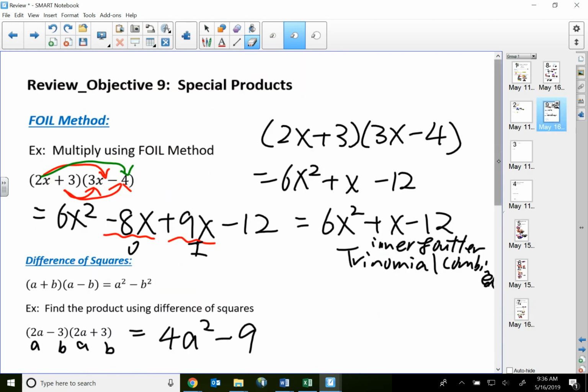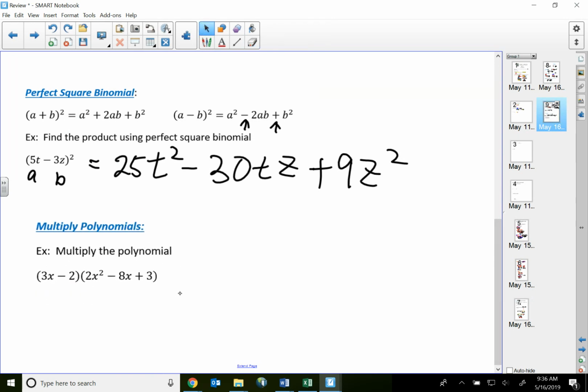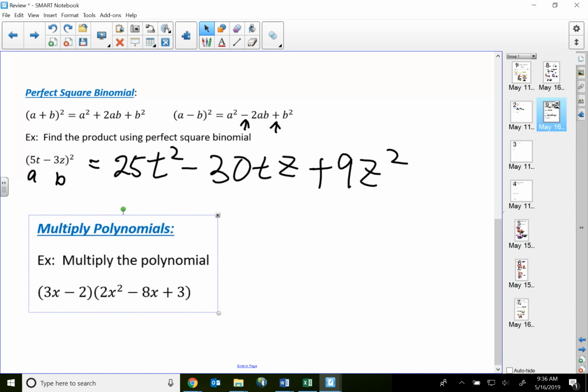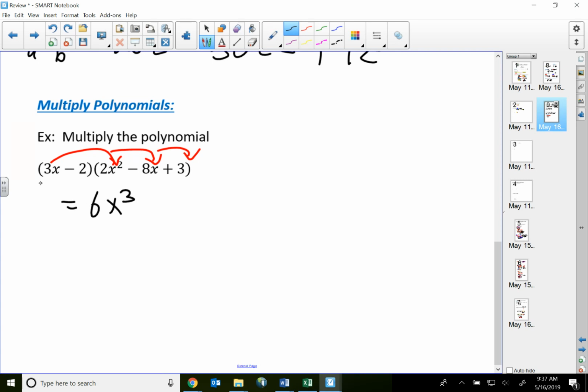All right. The last thing I'm going to go over quickly with you is multiplying polynomials. We do this from time to time in this course, so let me do a quick review. Multiplying polynomials is basically like a distribution. I'm going to take my first term in the first parenthesis, 3x, and multiply the 3 terms in the second parenthesis. So 3x times 2x squared will give me 6x to the third. 3x times negative 8x is negative 24x squared. 3x times positive 3 is positive 9x.